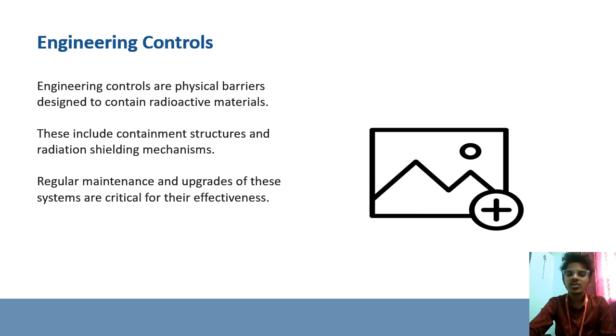Engineering controls are physical barriers designed to contain radioactive materials, like mobiles and any electronic devices which produce radio waves, etc. These include containment structures and radiation shielding mechanisms. Regular maintenance and upgrades of these systems are critical for their effectiveness.